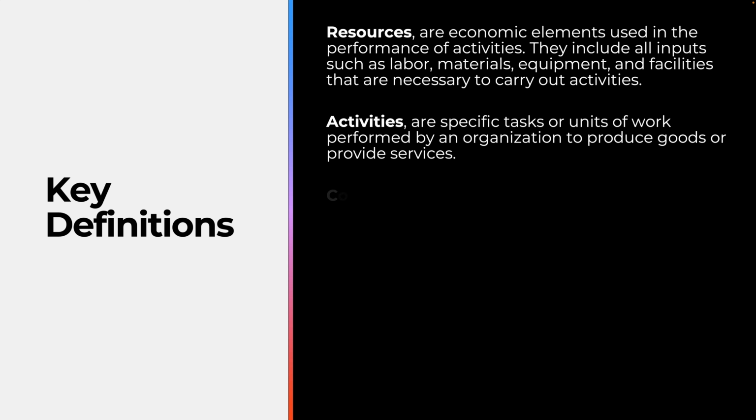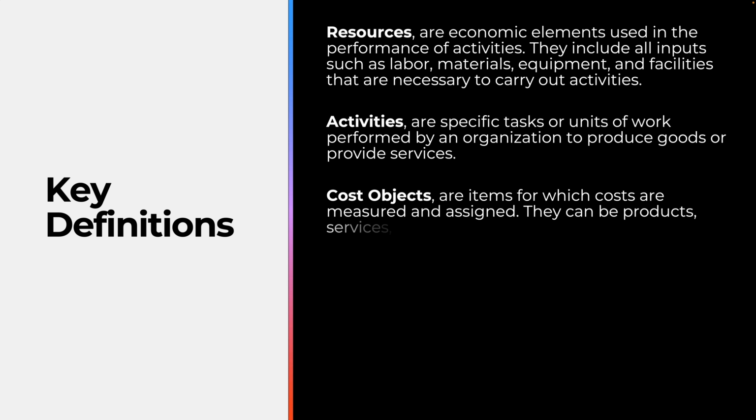Next, let's talk about cost objects. And you know what these are. They're items for which costs are measured and assigned. They can be products, services, customers, projects, or any segment of a business. Remember, a cost object is anything that we are trying to track our costs for separately and distinctly.